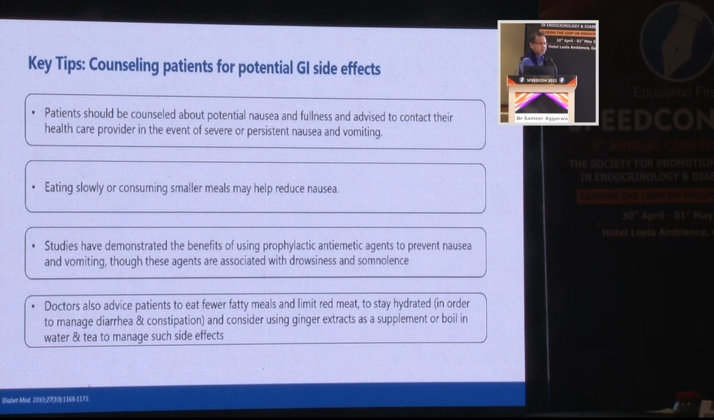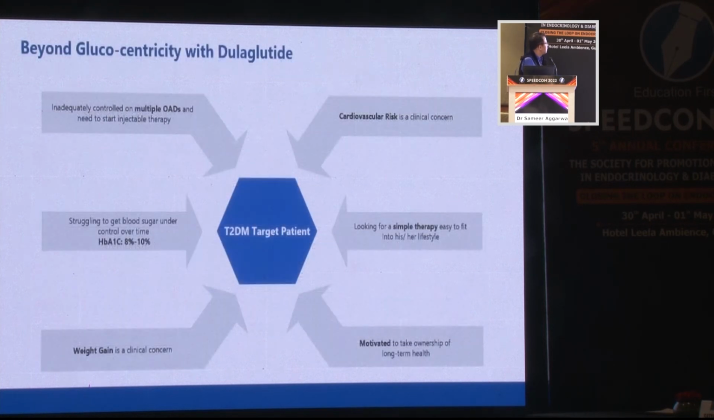For the GI side effects, we just ask the patient to reduce their concomitant dose of metformin initially. That is one of the things which you can do, but sometimes you give ondansetron as a prophylactic. So initially for a couple of weeks nausea and vomiting can happen, but in most of the patients it goes off with the second or the third doses of Trulicity.